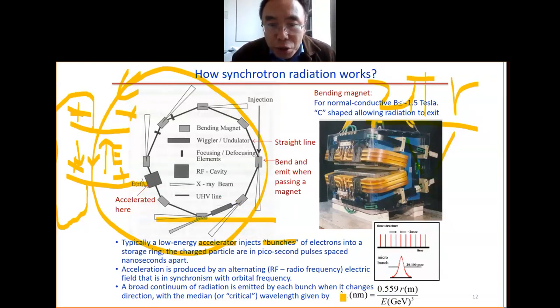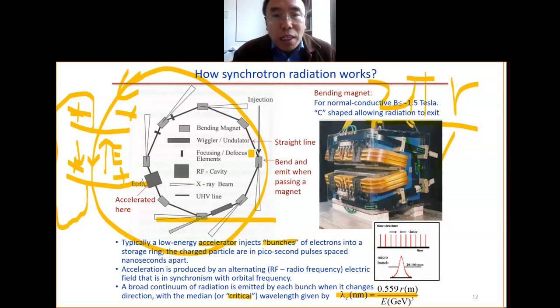So the critical energy, the critical wavelength for the synchrotron radiation, is given by this formula. We will see this formula again. Each of them you can see is a very narrow picosecond pulse. They are nanoseconds apart. So this is how the synchrotron is radiated.